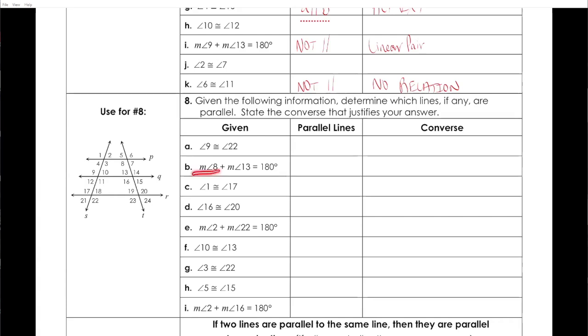So 8 and 13, their transversal is T. They're between P and Q, which means yes, P is parallel to Q, and that is same side interior.